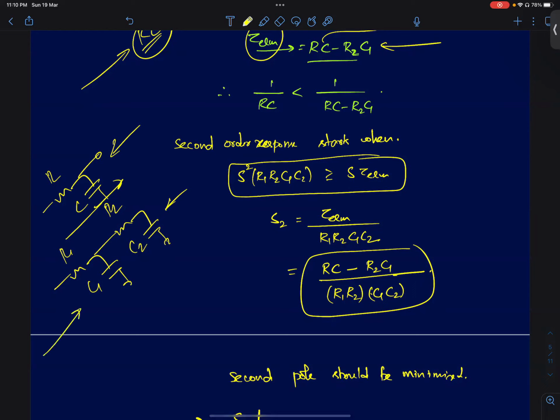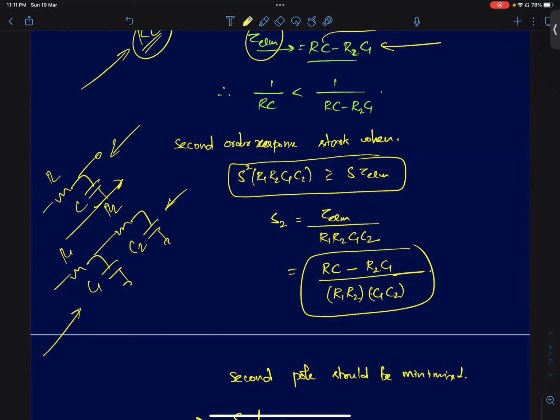Keeping that in mind, you have to answer a question. Can this give me better filtering at higher frequencies? Or, in the range of frequencies where I'm looking, which one will give me a better filter? That's the call that you have to take. So that's why we are carrying out this analysis.